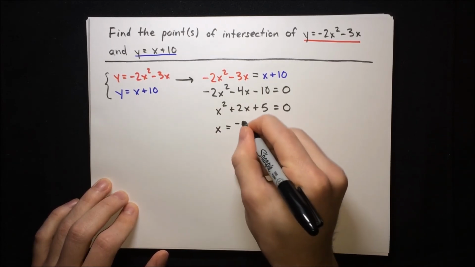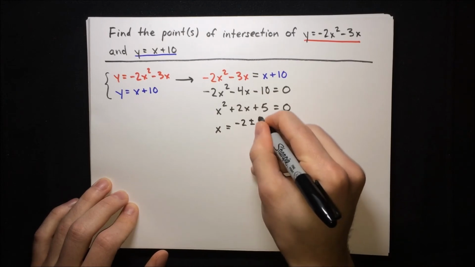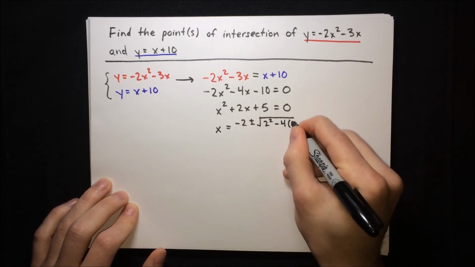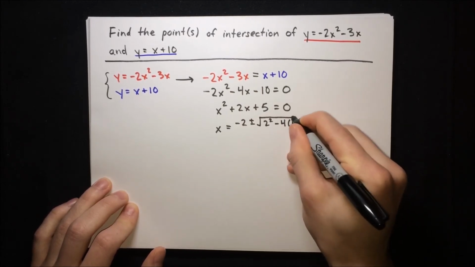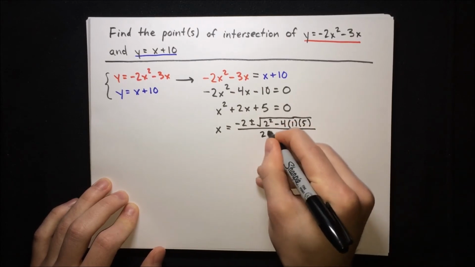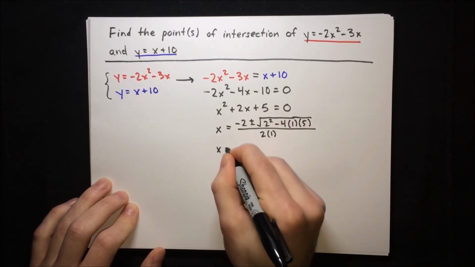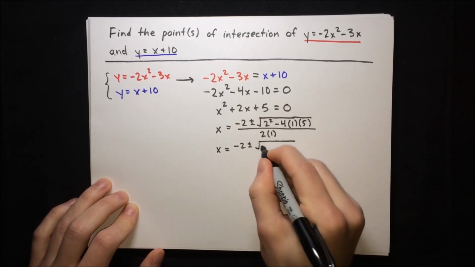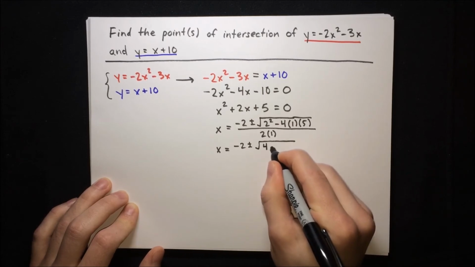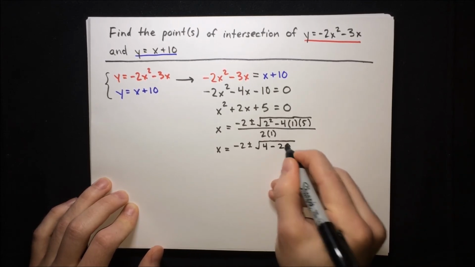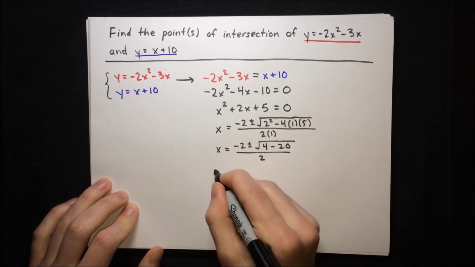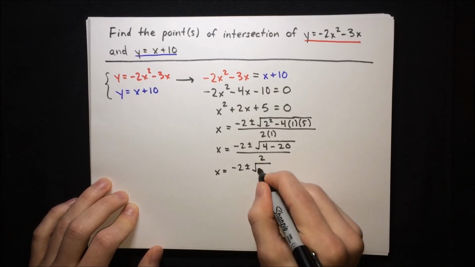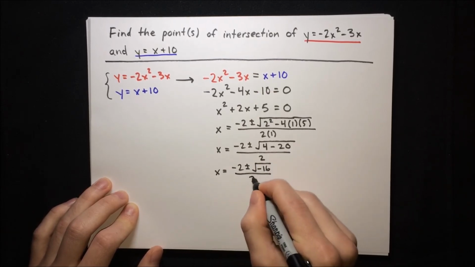x equals negative b, which is negative 2, plus or minus the square root of b squared, which is 2 squared, minus 4 times a, which is 1, times c, which is 5, all over 2a, so 2 times 1. Let's simplify this. That's negative 2 plus or minus the square root of 2 squared, which is 4, minus 4 times 5, that's 20, all over 2. So x equals negative 2 plus or minus the square root of negative 16, over 2.